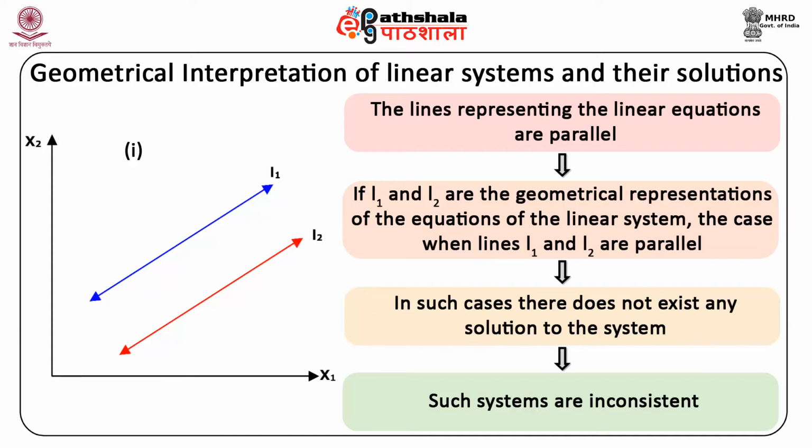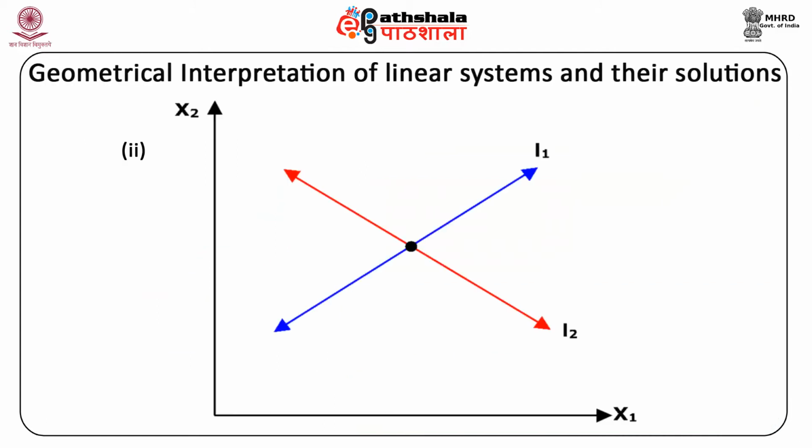If L1 and L2 are the geometrical representations of the equations of the linear system, then the following figure shows the case when lines L1 and L2 are parallel. In such a case, there does not exist any solution to the system. Such systems are inconsistent.